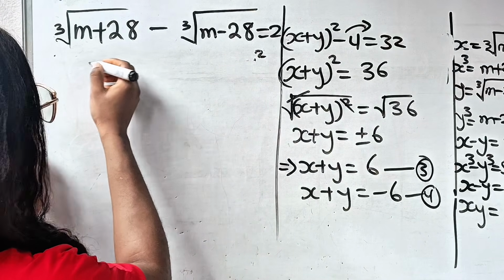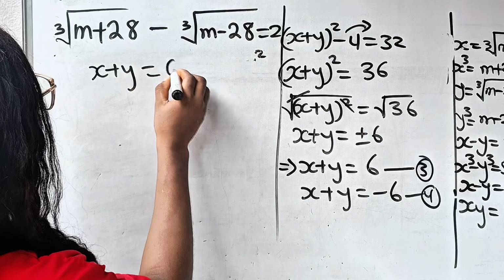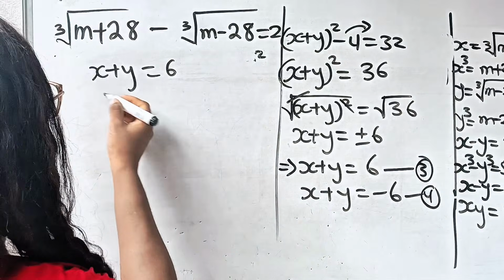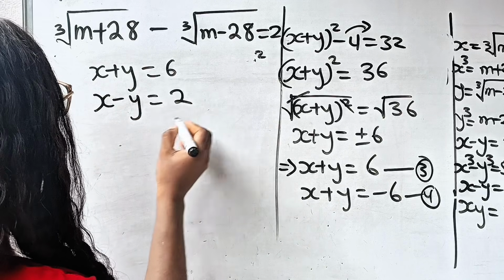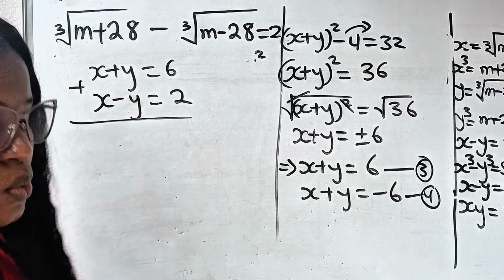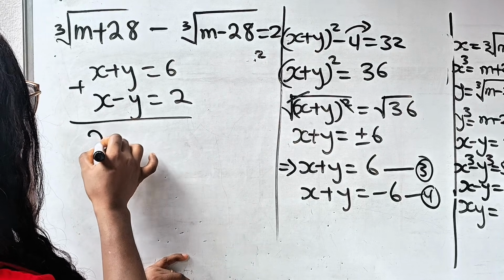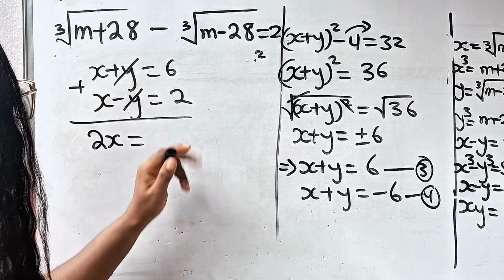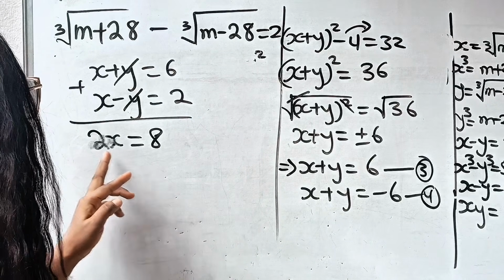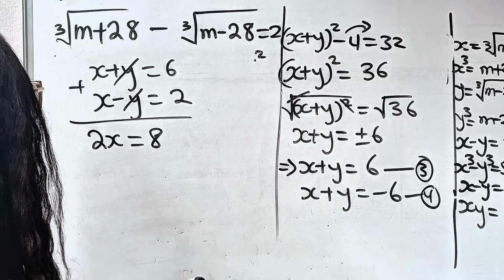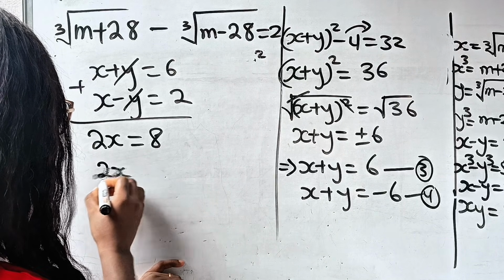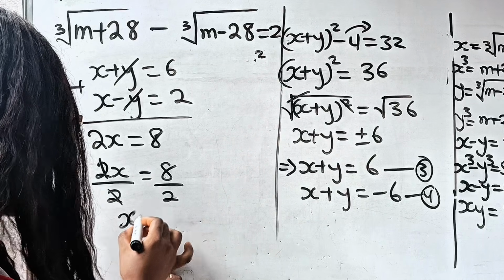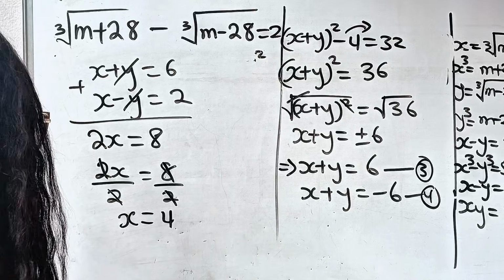So from 3, we have that x plus y is 6. Now recall that x minus y is 2. Now if we add, because I want to eliminate y, x plus x is 2x, and y minus y is 0, is equal to 6 plus 2, which is 8. Now let's divide both sides by 2. So we have 2x divided by 2 is equal to 8 divided by 2. Now we take away 2 and we are left with x is equal to 4.